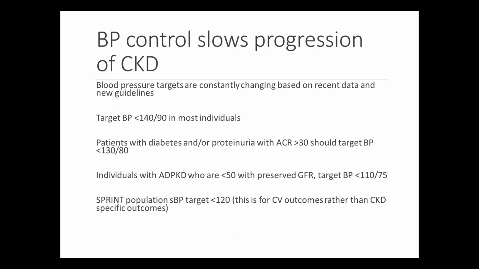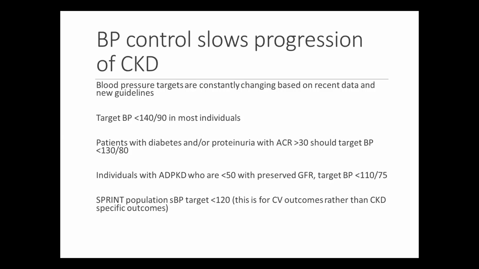Good blood pressure control has been shown to control the rate of CKD progression. And recently there have been a number of studies that have been published in blood pressure management, and so the blood pressure targets are constantly changing based on new data and new guidelines. But in general, our target blood pressure is less than 140 over 90 in most individuals.